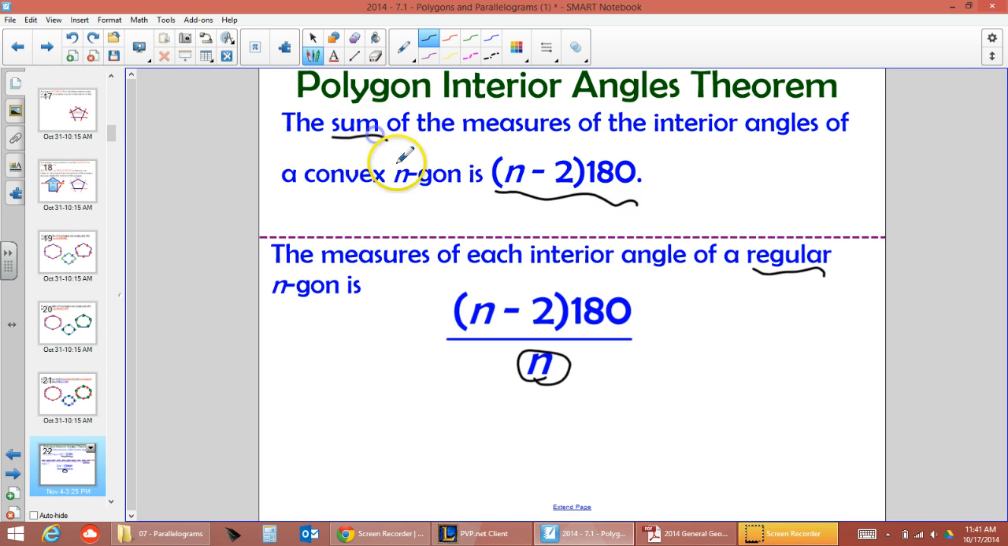Okay, the sum of the measures, right? But if it happens to be a regular polygon, then if I divide it by how many sides there are, or angles there are, we can then determine the actual value of each angle.